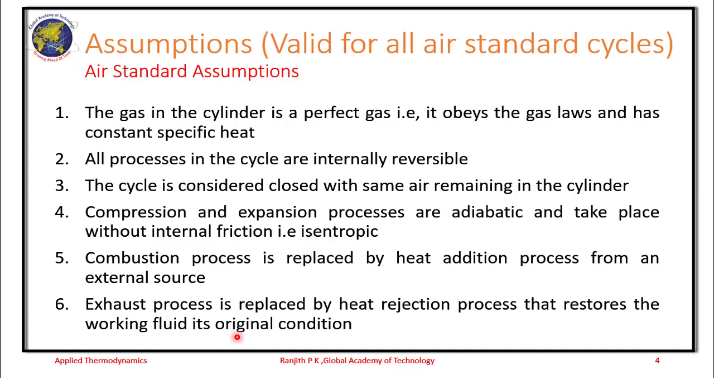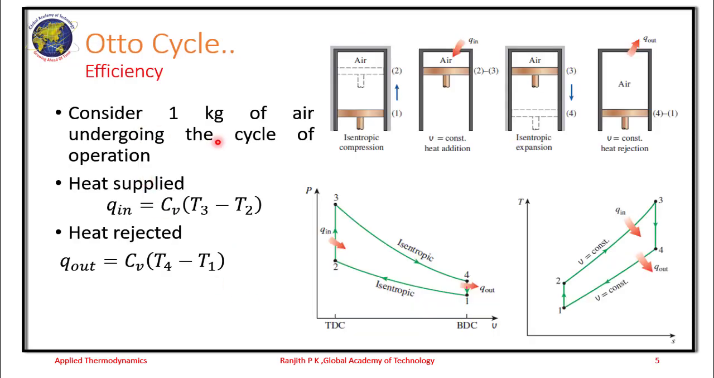With these assumptions, we now look at how we derive the efficiency of the Otto cycle in terms of the compression ratio. It is a usual practice to list down the assumptions, that is these 6 assumptions, when we start deriving the expression for the Otto cycle. We consider 1 kg of air undergoing the cycle of operation. The heat supplied is in the process 2 to 3, that is the isochoric heat addition.